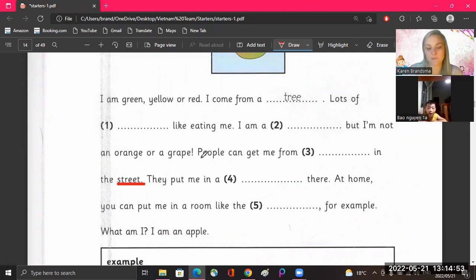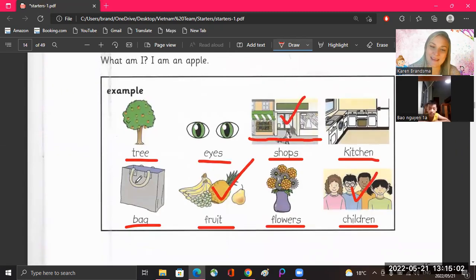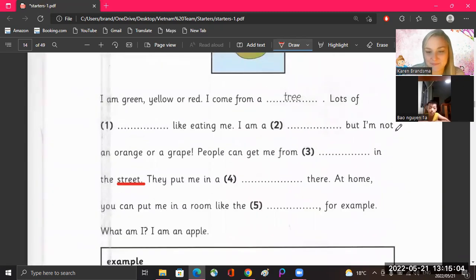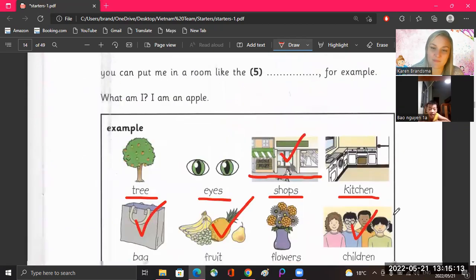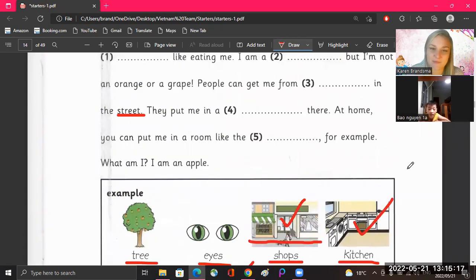Okay. They put me in a bag. Yes, good. At home, you can put me in a room like the kitchen. For example, what am I? I am an apple. Very good.